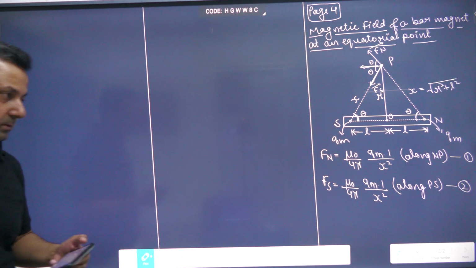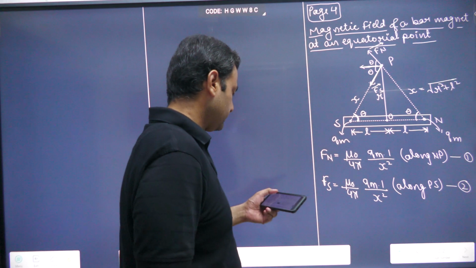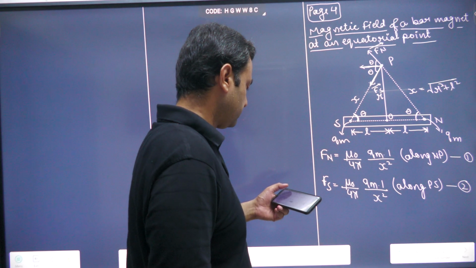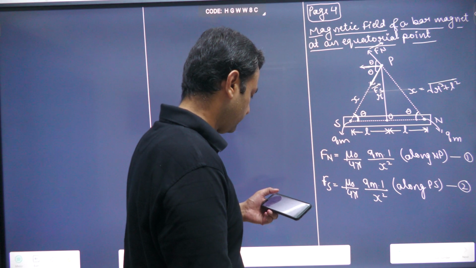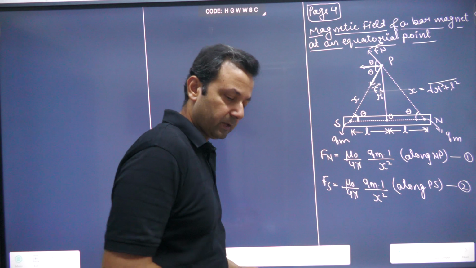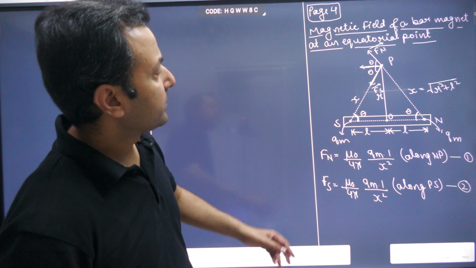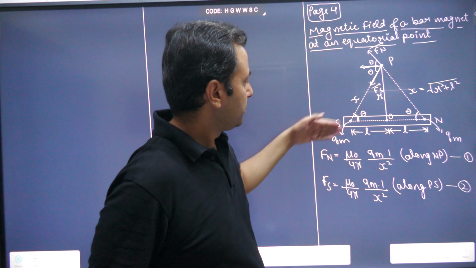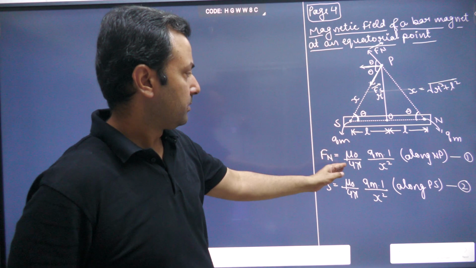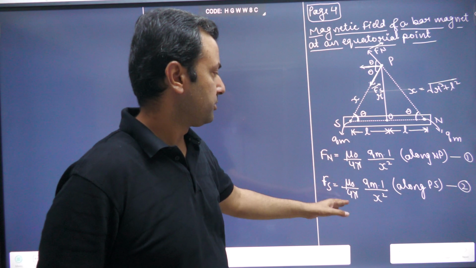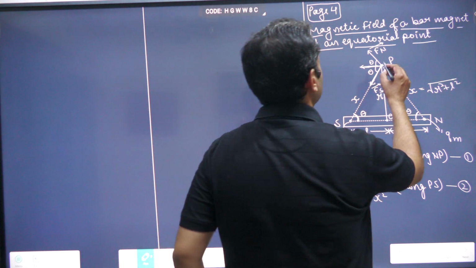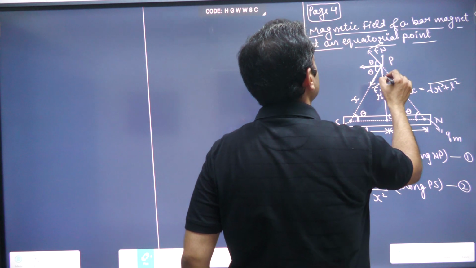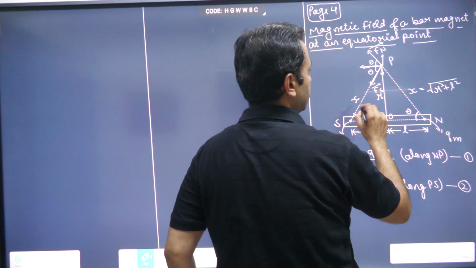Now, this is equation number 1 and equation number 2. As the magnitudes of the forces are equal, the vertical components cancel out. The vertical components, the magnitudes of Fn and Fs, are equal, each being mu naught divided by 4 pi times Q1 upon x square. Since the magnitudes are equal, their vertical components, this one and this one, both cancel out each other.